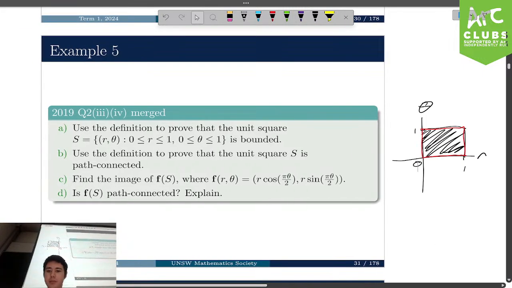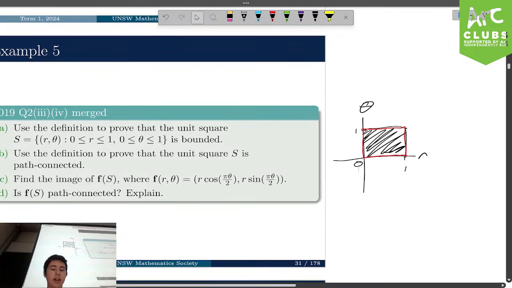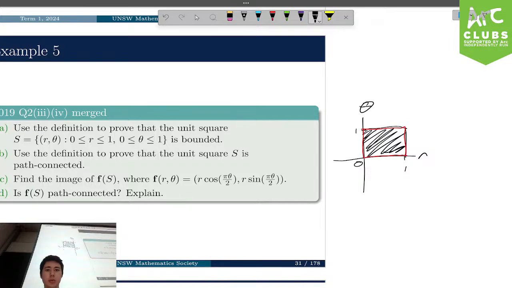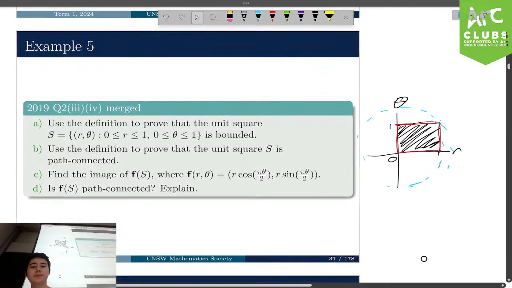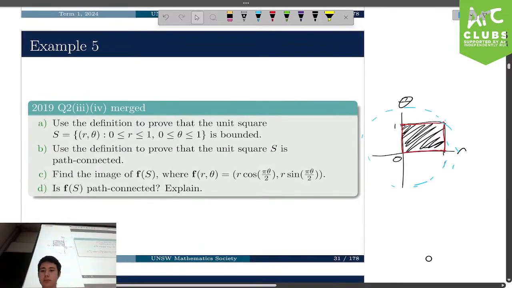Okay, that's what we have. Is it bounded? Well, what does bounded mean? Bounded means it exists within some distance, and quite clearly we can draw a little ball around here of length √2, and it contains the entire thing. Therefore, it is bounded. For any distance greater than √2, fantastic. Okay, it is bounded. Fantastic.